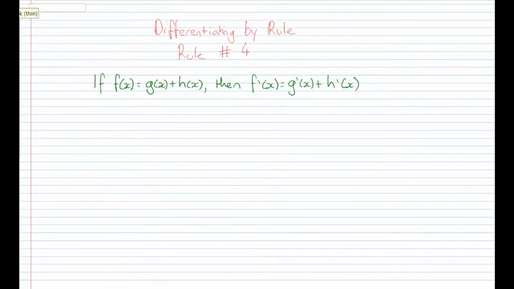And then finally, rule number 4 is if f of x equals g of x plus h of x, then f dash of x is equal to g dash of x plus h dash of x. Or the gradient function of f of x is equal to the gradient function of g of x plus the gradient function of h of x.